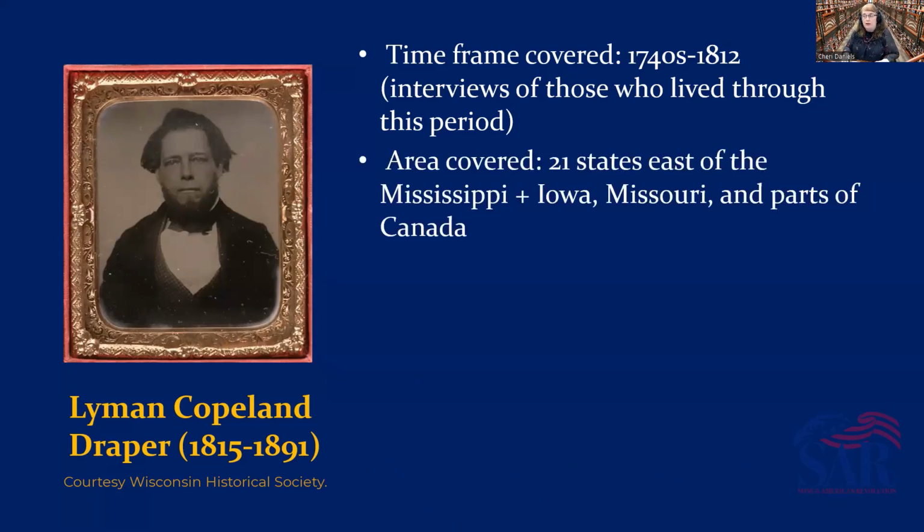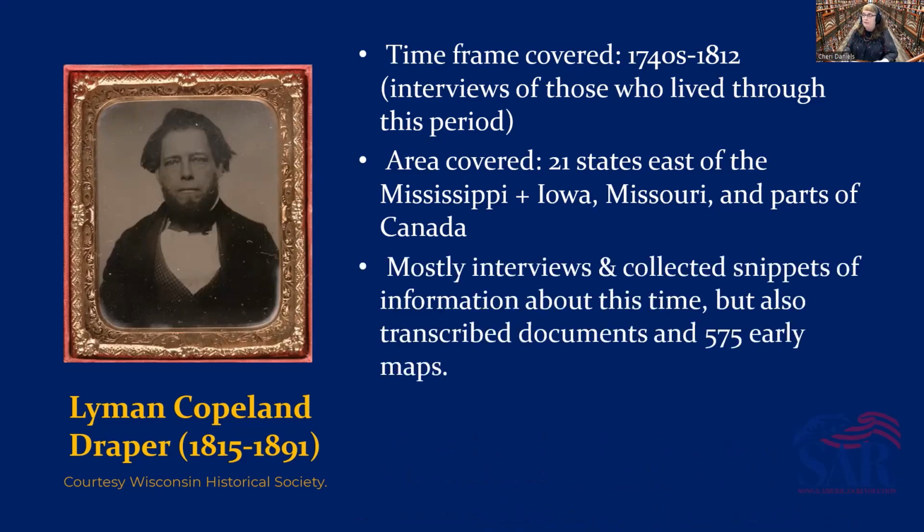So the area covered, 21 states east of the Mississippi, plus Iowa, Missouri, and parts of Canada. The Draper collection consists mostly of interviews and other little snippets of information about this time that he's gathered while he's researching it. But he's also transcribed documents that he discovered along the way, along with 575 early maps. So there's a lot of surprises to be had here in the Draper collection.